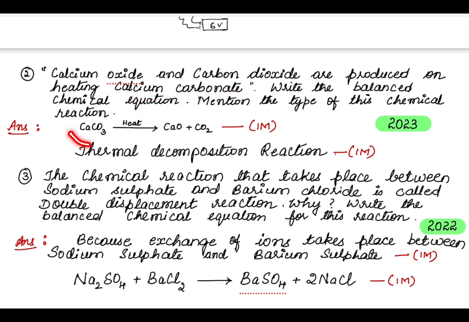Calcium carbonate is CaCO3. On heating it forms CaO plus CO2. Mention the type of this chemical reaction. It is a thermal decomposition reaction. Since we are heating, we call it thermal. And if a single reactant breaks into 2 or more products, it is called a decomposition reaction.